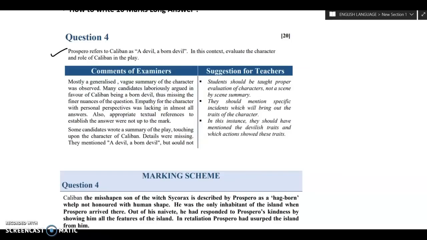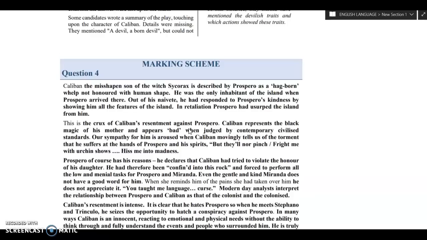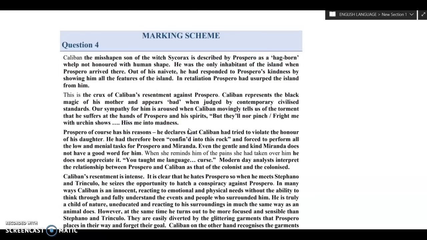The comments of examiners were that students wrote a vague summary of the character, and it was not asked. What was asked was not provided in the answer part. Some candidates wrote a summary of the play touching upon the character of Caliban. Details were missing. Now the suggestions here. If you see the marking scheme, what they wanted you to answer.